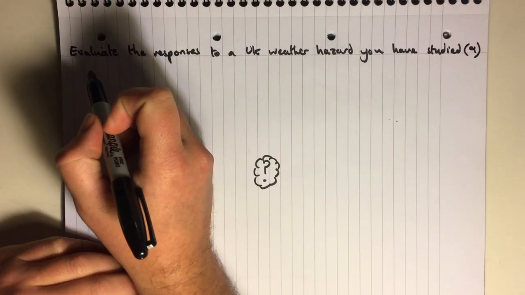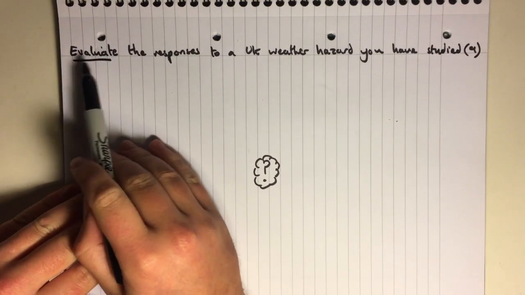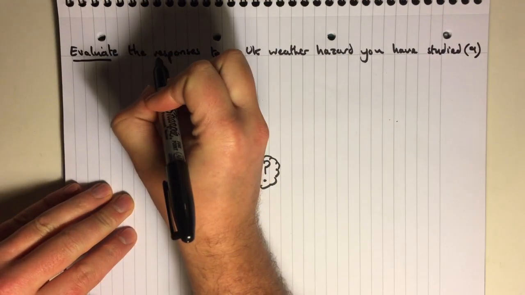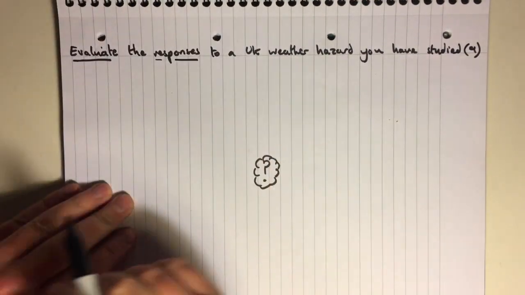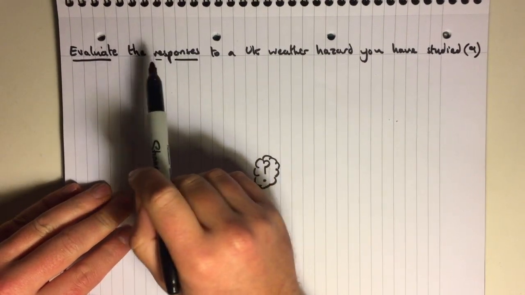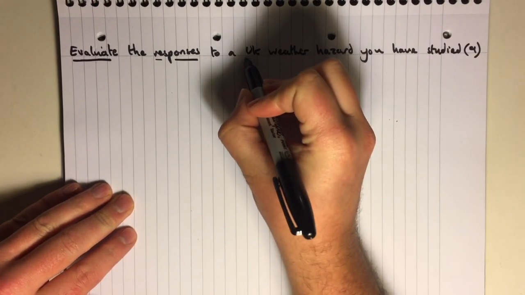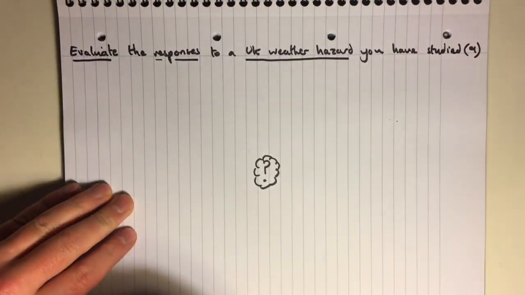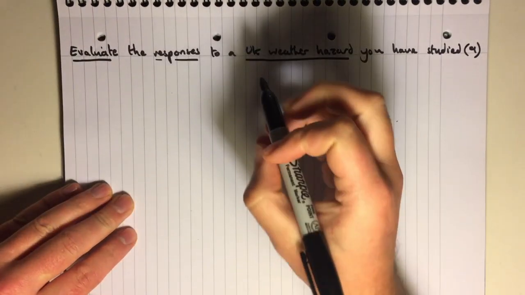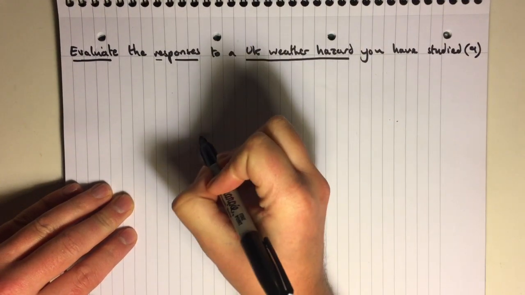So first of all, let's just bug the question. Let's underline our keyword that it's asking us to do. So it's asking us to evaluate. Let's also underline responses, so we know that we need to direct our thought towards the responses to a weather hazard that we've studied, and specifically a UK weather hazard. The UK weather hazard that you studied was the Somerset Levels floods, which happened in 2010. So if I just pop that there.